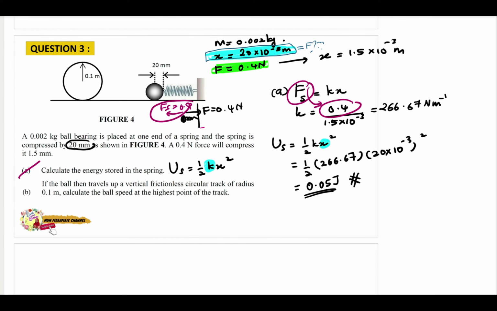Okay. And then B. Okay, if the ball then travels up a vertical frictionless circular track of radius 0.1 meter, means that bila kita release, dia akan bergerak and then daripada sini dia naik ke atas sampai sini. Okay, so height dia adalah diameter lah. So radius is 0.1 but the height from the ground is 0.2 meter. Okay, calculate the ball speed at the highest point of the track.